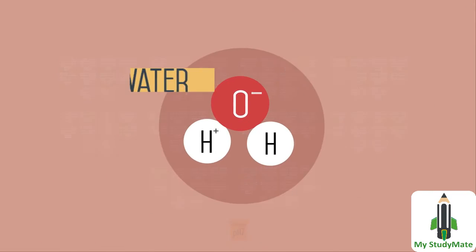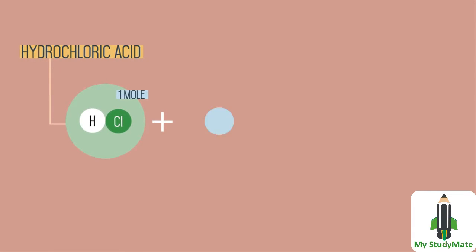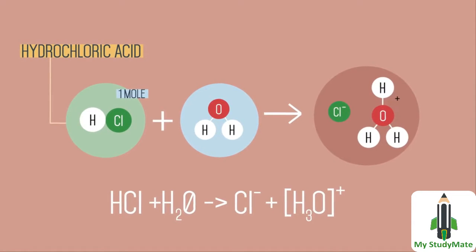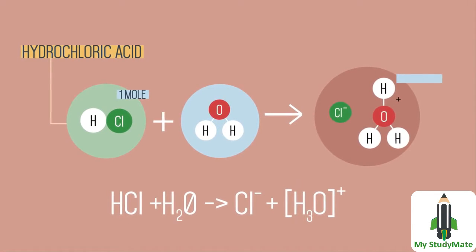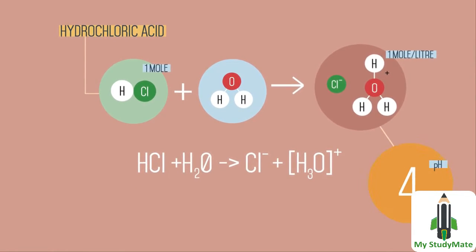If you dissolve 1 mole of a strong acid like HCl in water to make 1 liter of solution, it dissociates completely into ions. So you get 1 mole per liter of hydrogen ions and a pH of 0. To get a solution of, for example, pH 4, you need to dilute this with 10,000 times its volume of water. We still have a strong acid, but it is very dilute.